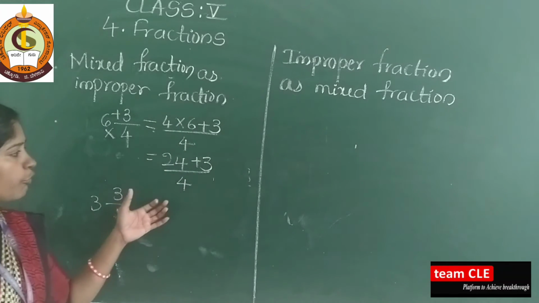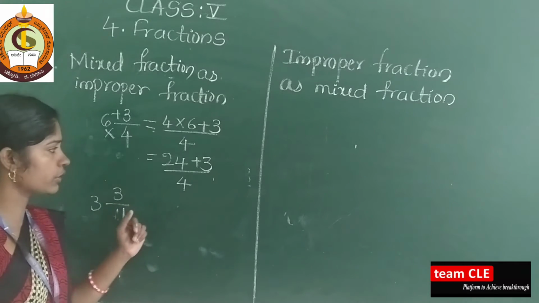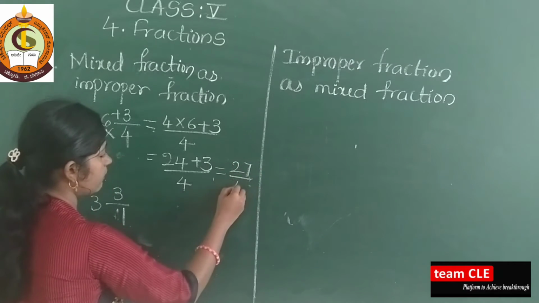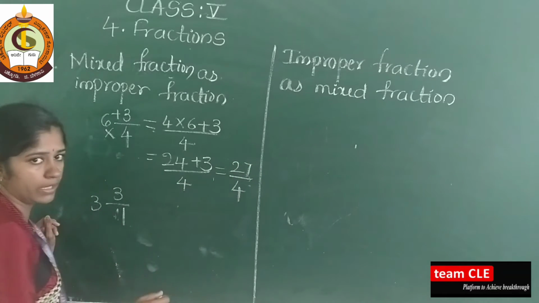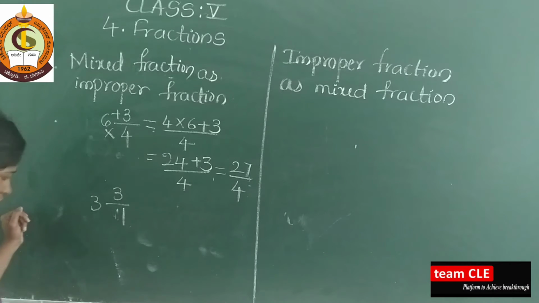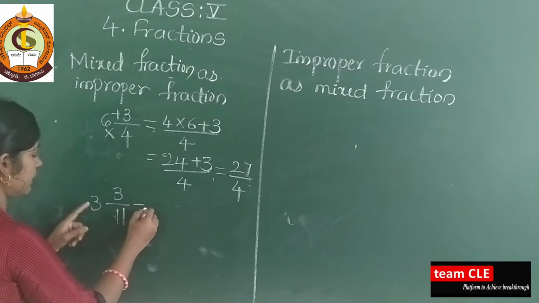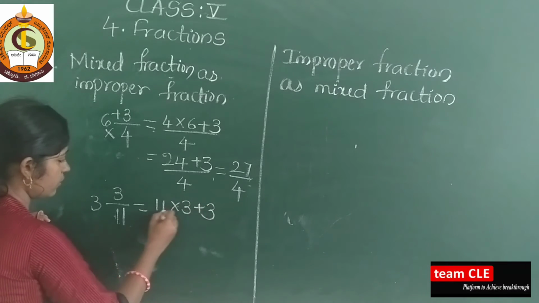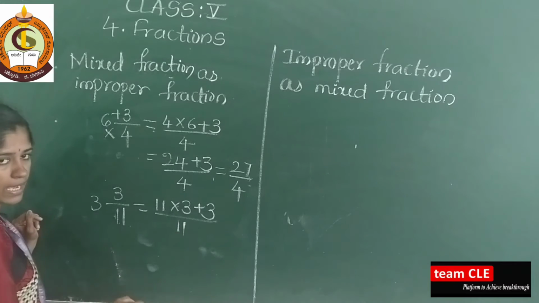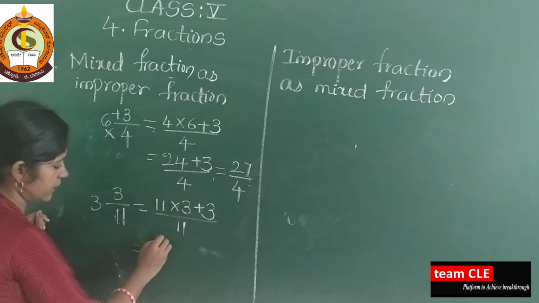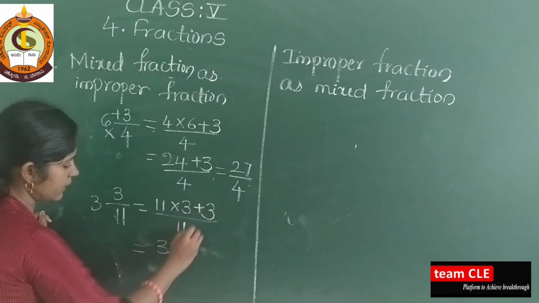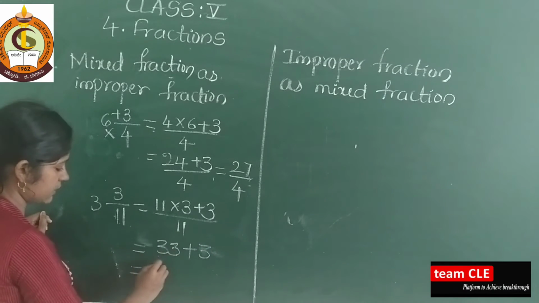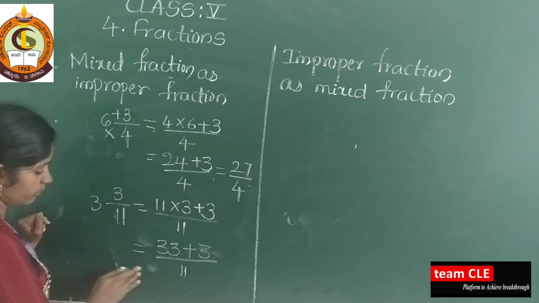Most of the students are forgetting to write this 4. Okay, so 24 plus 3 is 27, by 4. 27 by 4. Next you take one more example. I will multiply here 11 into 3 plus 3, upon 11. You keep that as it is. 11 3s are 33. Here you put plus, next you write 3. Okay, 33 plus 3 is... don't forget to write here the denominator.